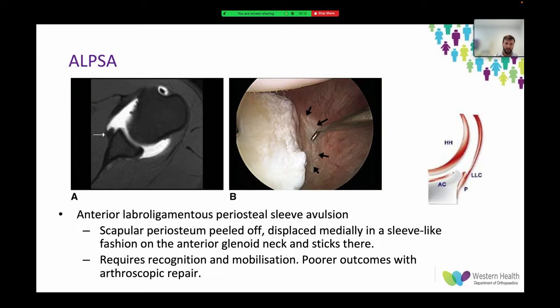And that's important when you look at an ALPSA next, because what can happen with an ALPSA is the periosteum heals down to the front of the glenoid. And if you fail to recognize this and you don't mobilize this appropriately, you're not going to get the anterior bumper and recreation of the capsular plication that you're after. So these have a higher failure rate with arthroscopic repair, particularly if that anterior periosteum's not mobilized in a sleeve-like fashion off the front. So it's just something to notice on your MRI scan.